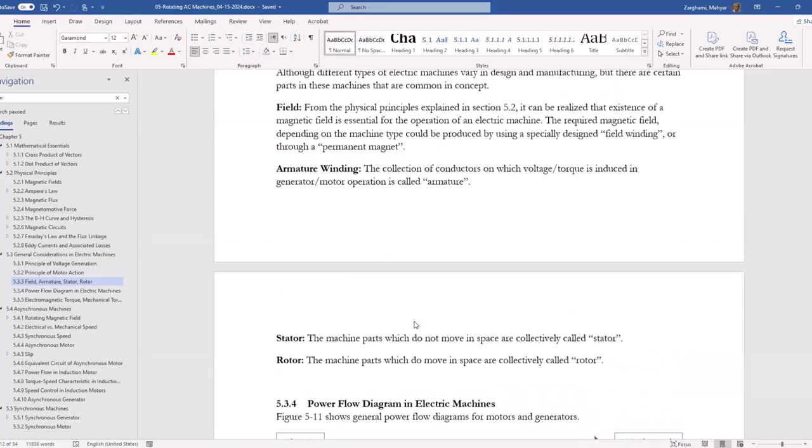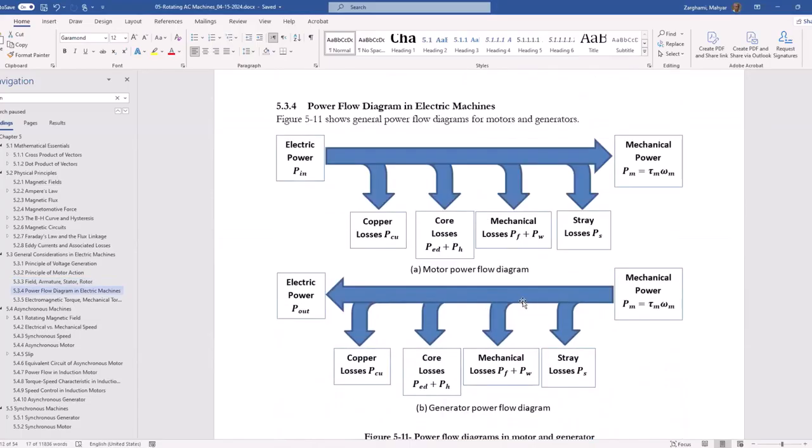Now, sometimes in certain machines, the stator would have the armature winding. Sometimes the rotor would have the armature winding, depending on the type of machine. We will see that when we go to different types of machines later on. These general diagrams could give you an understanding of where the power comes from, where it goes to, and where the different sources of loss are in your electric machines.